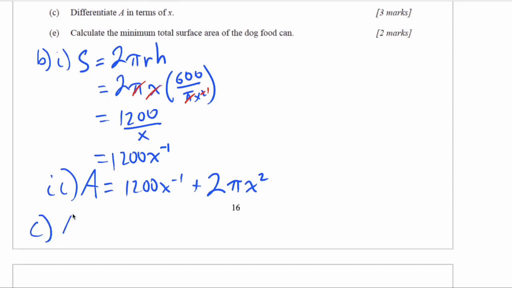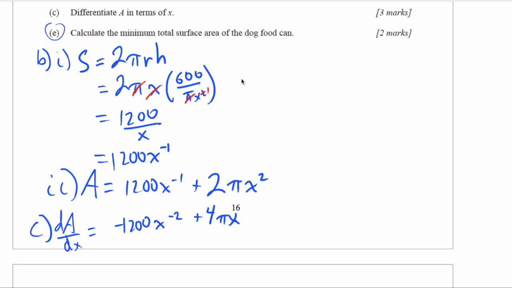Part c, differentiate. We can call it dA/dx, or A prime, equals negative 1200x to the power of negative 2, reducing the exponent by 1, plus 4 pi x. So that is the derivative.